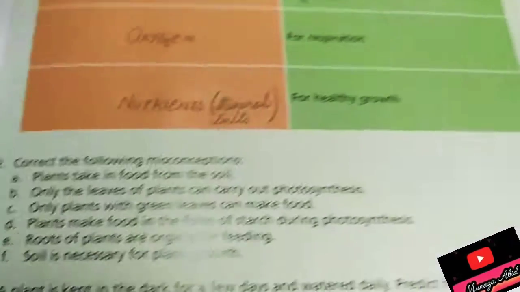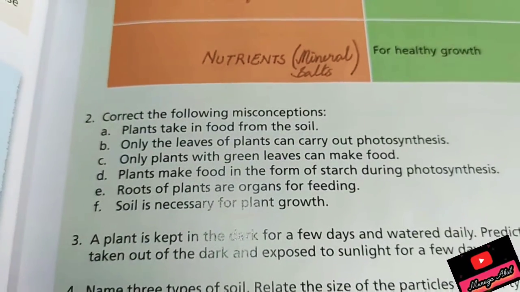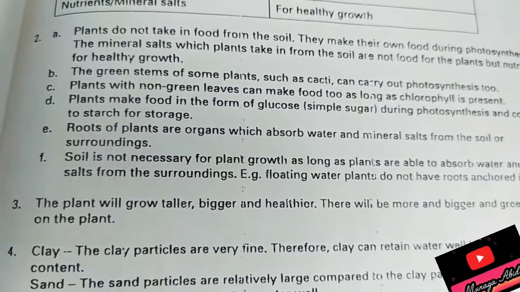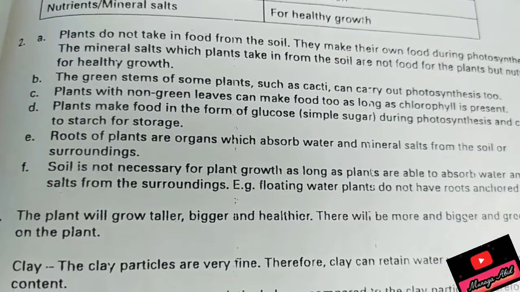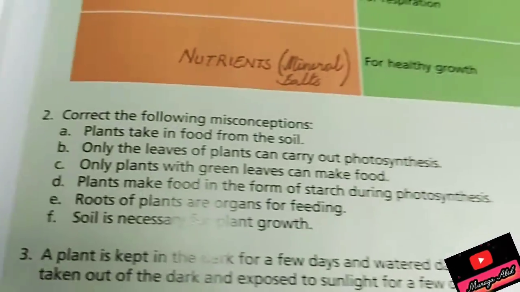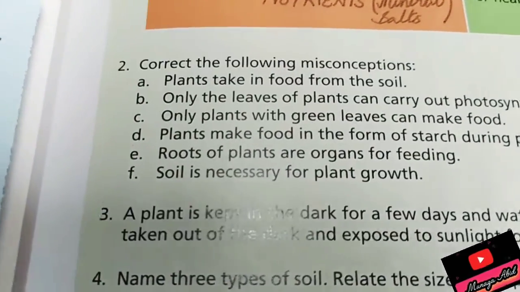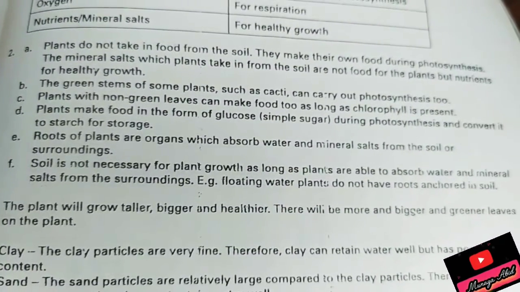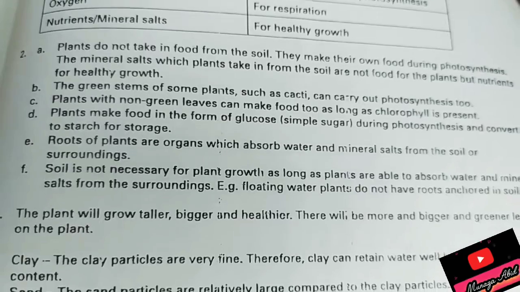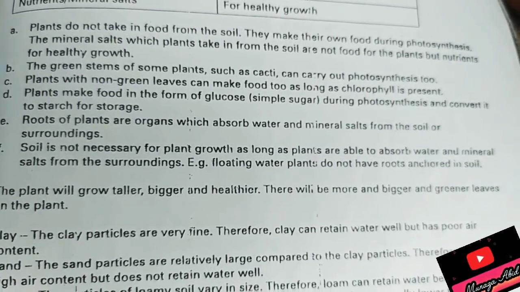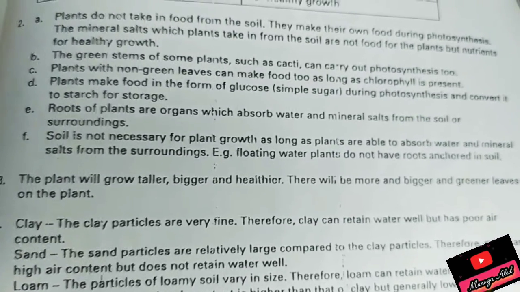Okay. E misconception: roots of plants are organs for feeding. No, the answer is roots of plants are organs for absorbing water and mineral salts from the surroundings, whether it is soil, air, or water. Soil is necessary for plant growth. No, soil is not necessary for plant growth as long as plants are able to absorb water and nutrients from the surroundings. For example, floating water plants do not have roots anchored in soil, but they do their work easily.